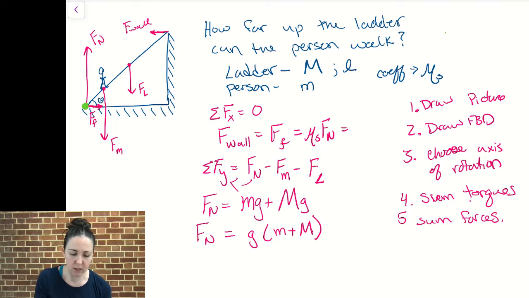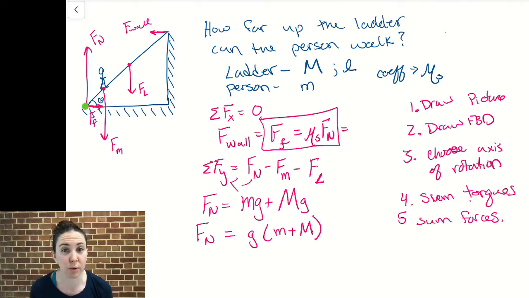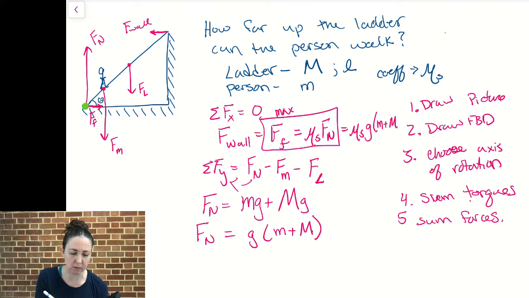Now this equation only holds true when I'm at the maximum force of static friction. Remember, if I am below that, then it's a less than or equal to value. So I'm at my maximum force of static friction, so I can use this equal to equation. I get mu sub s times g times little m plus big M, the mass of the man plus the mass of the ladder.